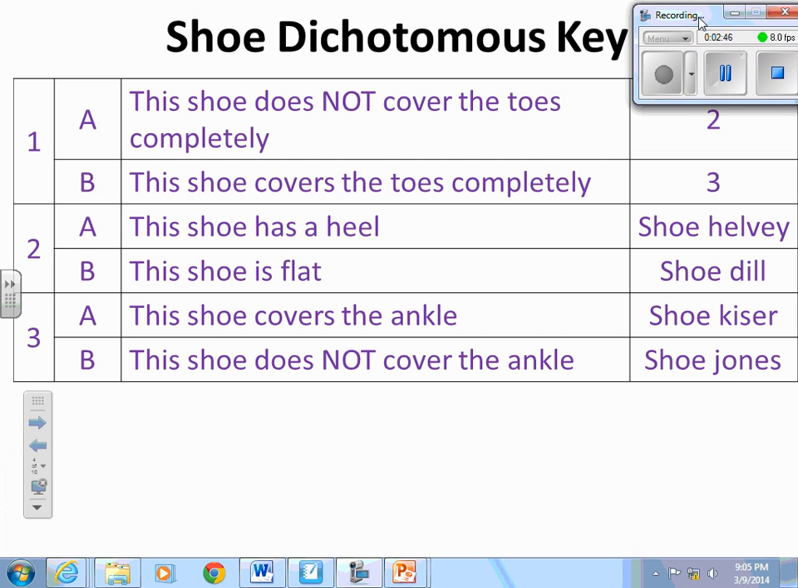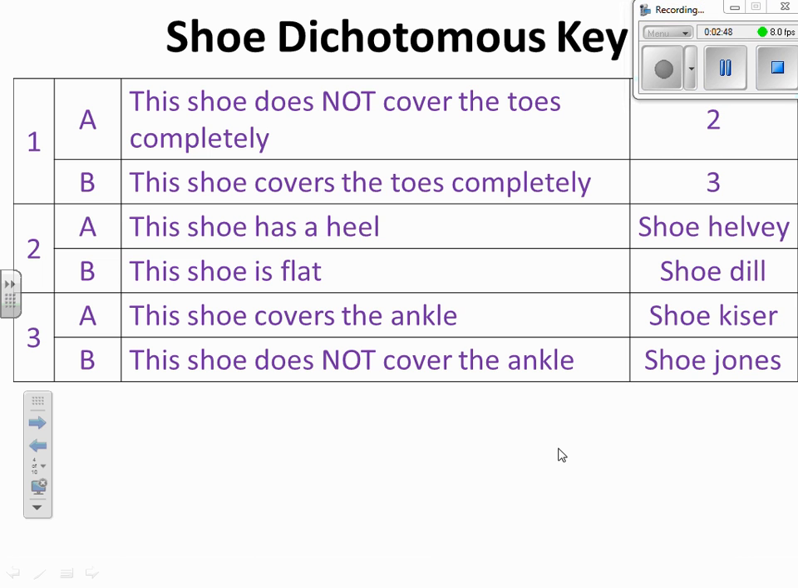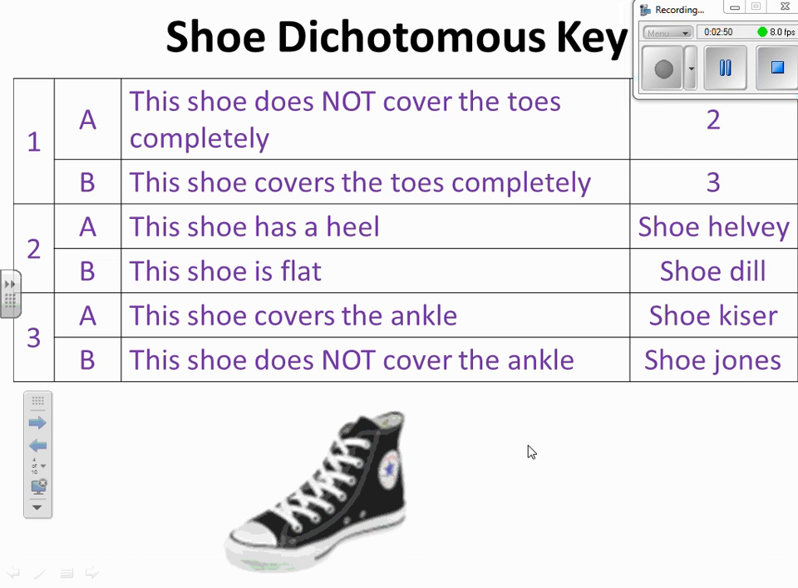So let's practice using a dichotomous key. This is a simple one I made up using a shoe. We're going to use this key to figure out the name of this shoe. So we always start with question number 1. I'm going to read, and I've got 2 options. One answer is going to be yes, and one answer will be no. And I always follow the yeses.